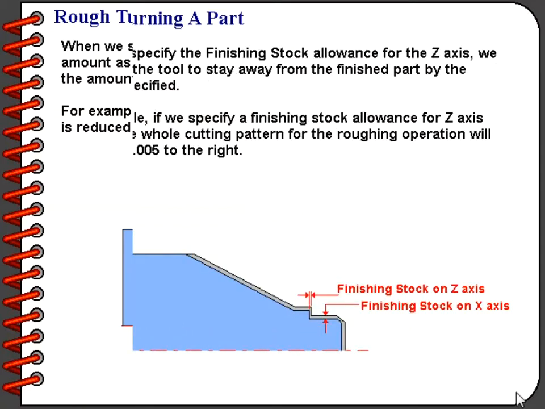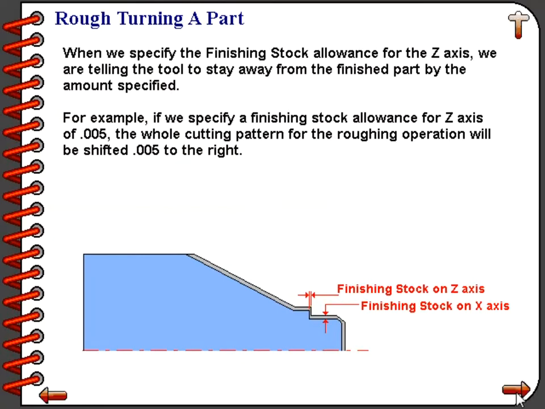When we specify the finishing stock allowance for the z-axis, we are telling the tool to stay away from the finished part by the amount specified. For example, if we specify a finishing stock allowance for z-axis of 5 thousandths of an inch, the whole cutting pattern for the roughing operation will be shifted 5 thousandths of an inch to the right.